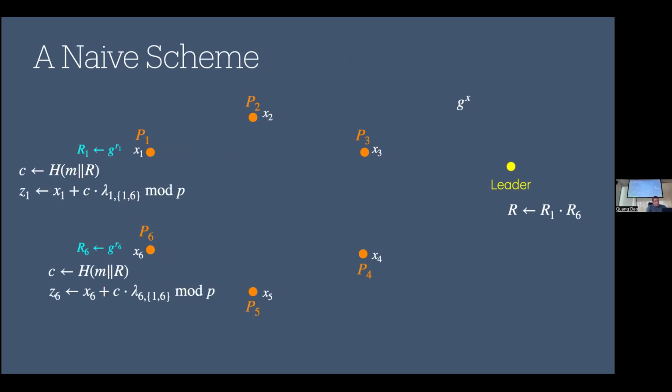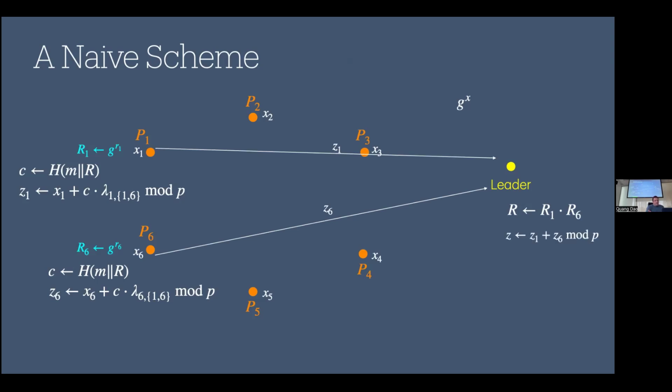Then player 1 and player 6 do this local computation where they hash M and R. They compute a share of the Schnorr signature using the Lagrange coefficient corresponding to their position. The shares Z1 and Z6 are sent back, and now the leader is in possession of a Schnorr signature once they add Z1 and Z6. So R and Z is a Schnorr signature with respect to G to the X, and that's what you want. Make sense?